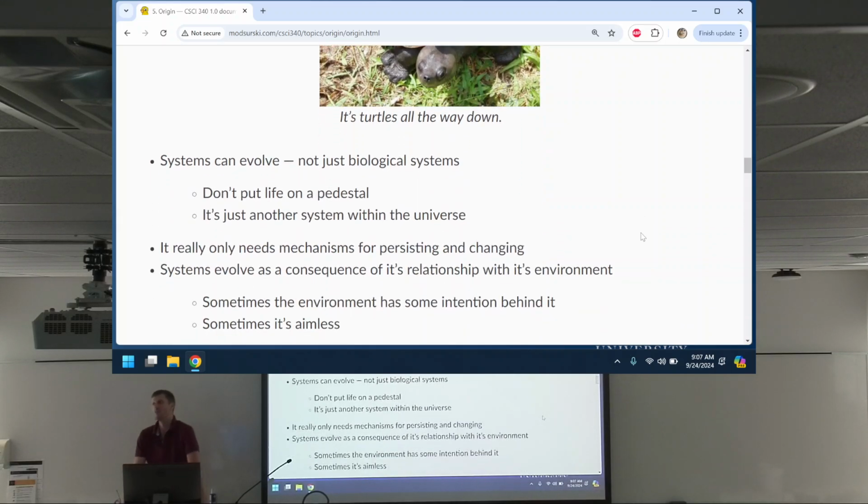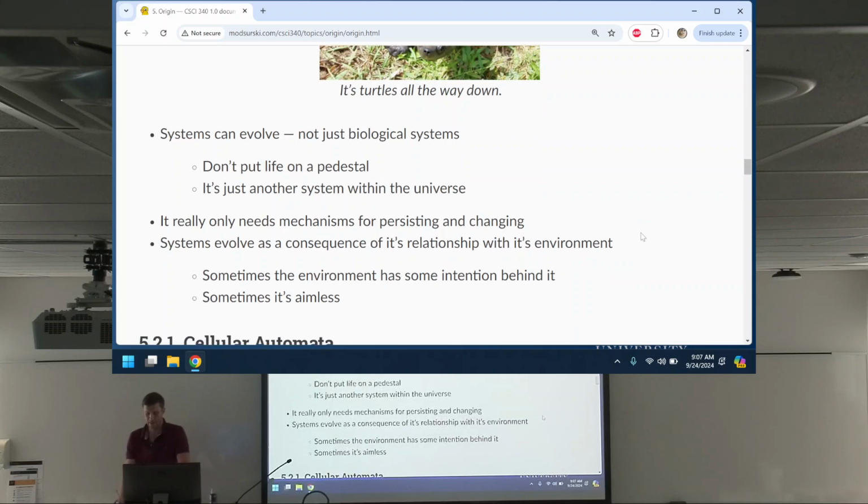Systems can evolve, not just biological systems. This is an important thing. This is a very important thing. A lot of people don't take the time to really think about this. Don't put life on a pedestal. It's just another system within our universe. All we really need is a mechanism for persisting and changing. Systems evolve as a consequence of their relationship to their environment, whether it's alive or not. That's it.